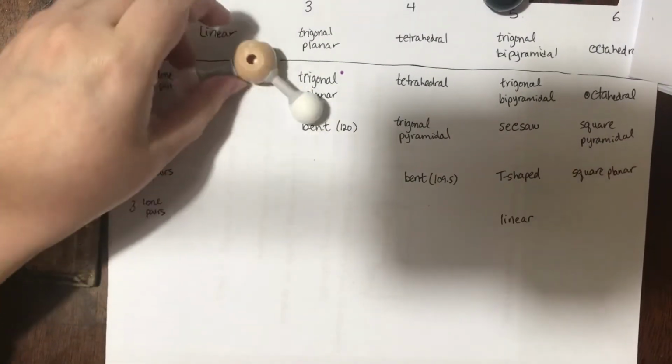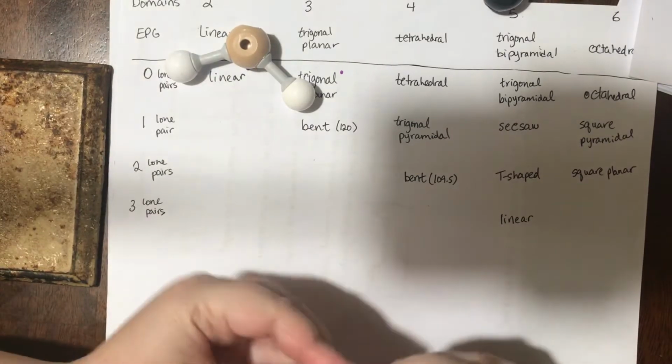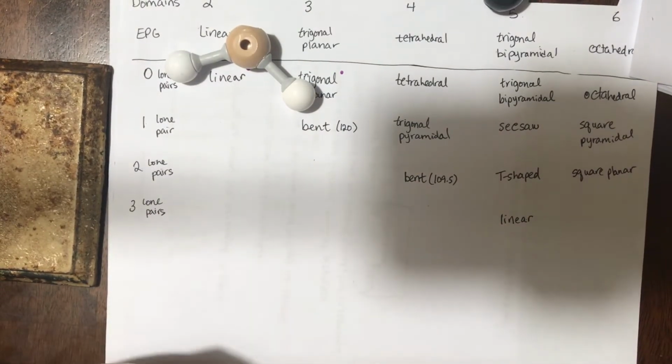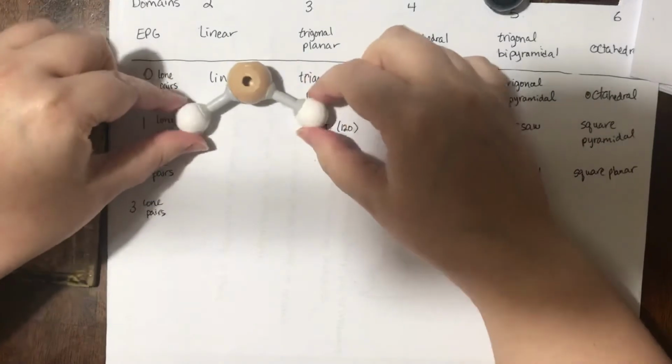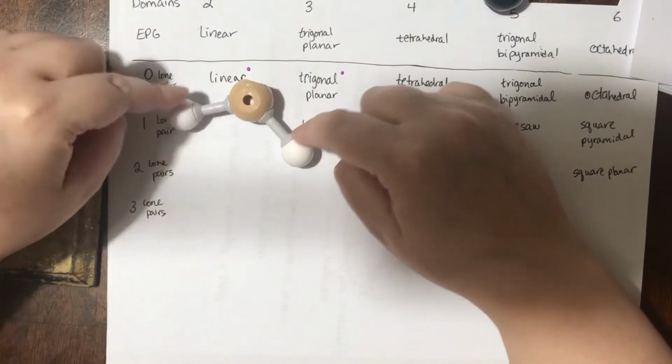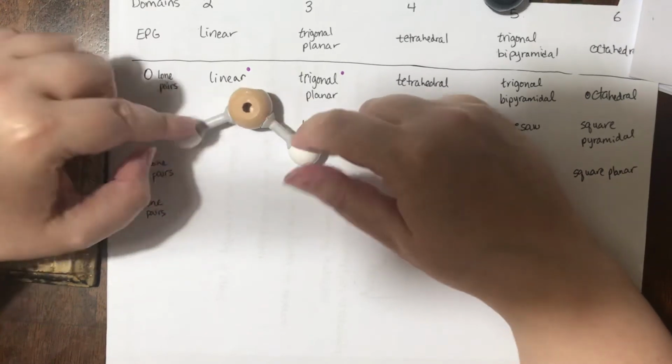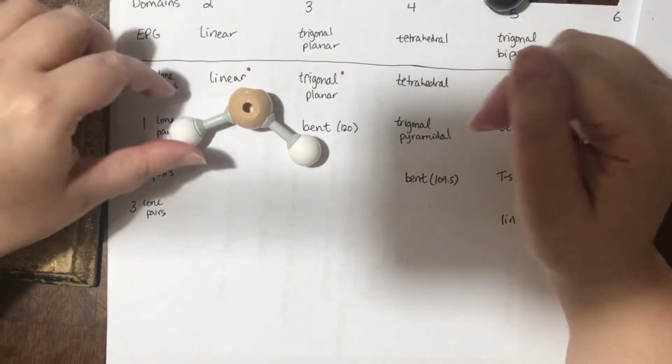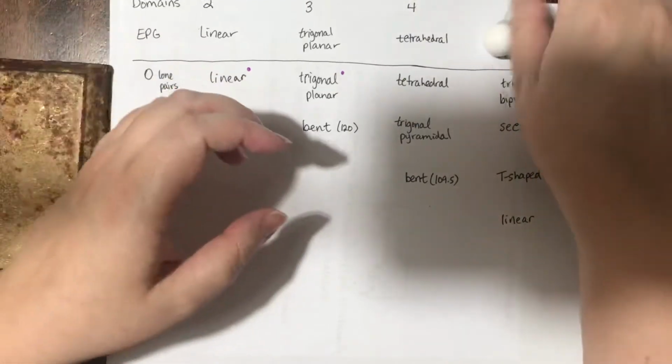Then, if we lose a bond pair and make it a lone pair, now it's bent. Bent is for sure asymmetrical. Bent is always asymmetrical. So this molecule could definitely be polar. If it had polar bonds, it would be a polar molecule. Okay, let's look at tetrahedral next.